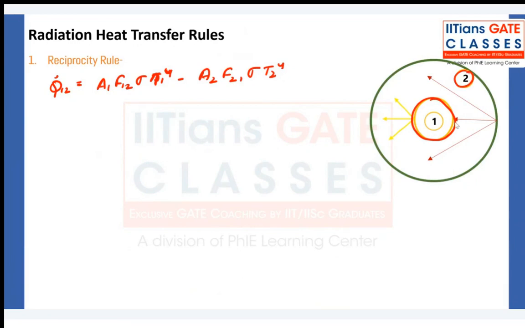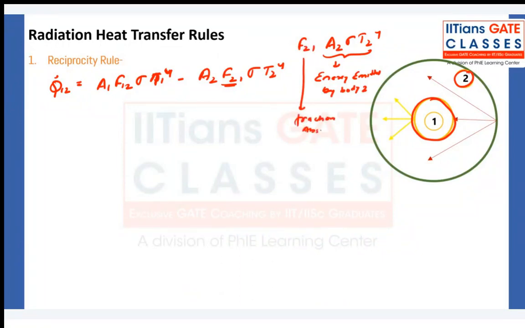What is F21 telling you? Look, A2 sigma T2 to the power 4 is what? This is the energy emitted by body 2. But if you multiply this by F21, it is going to tell you the fraction absorbed by body 1 out of the total radiation from 2 incident on 1. Yes, that is correct. So that is what is absorbed from 2, and this is the energy that has gone out from 1. It is energy out from 1, it is energy absorbed by 1. Clear?